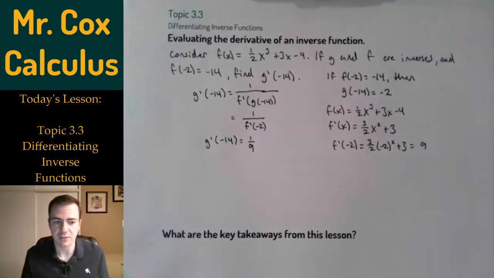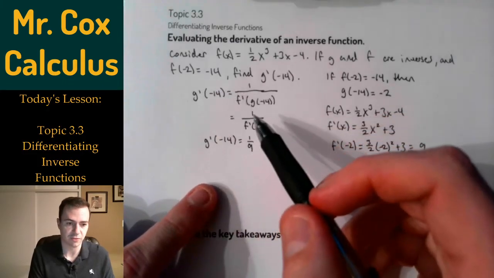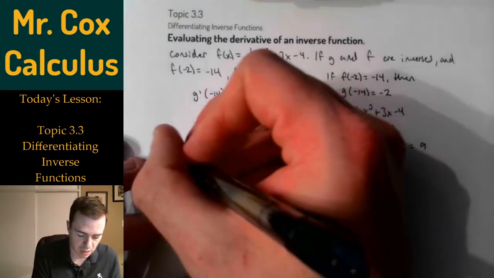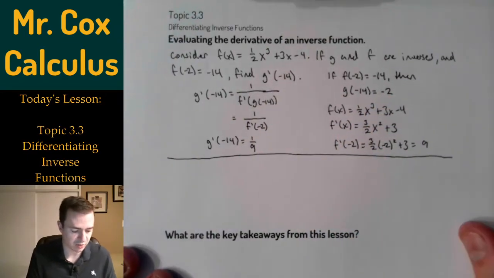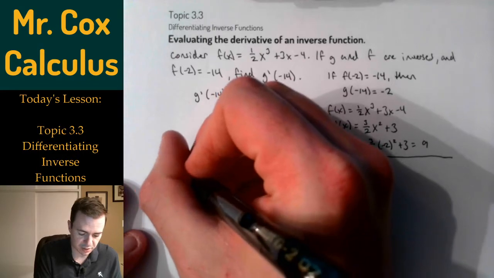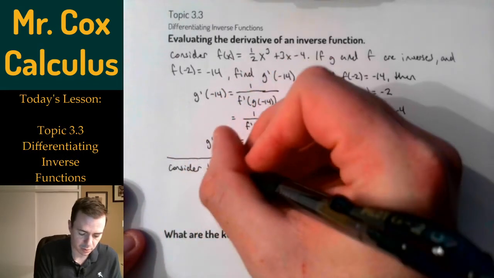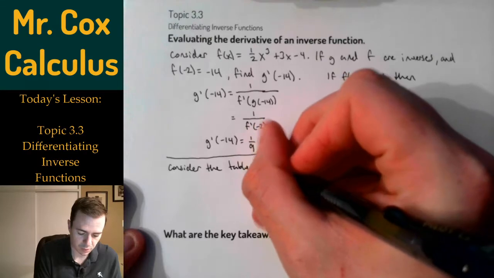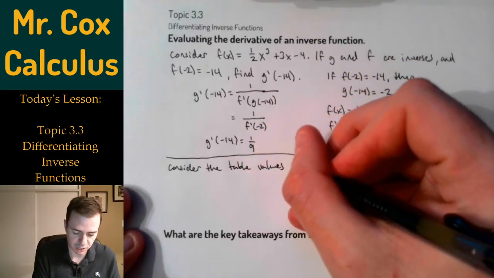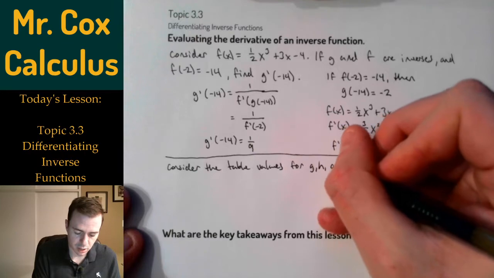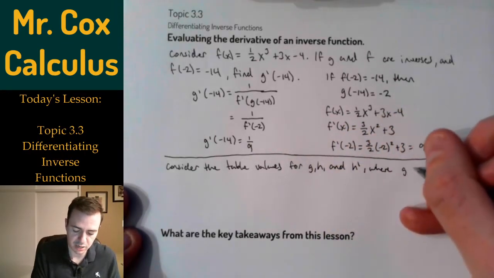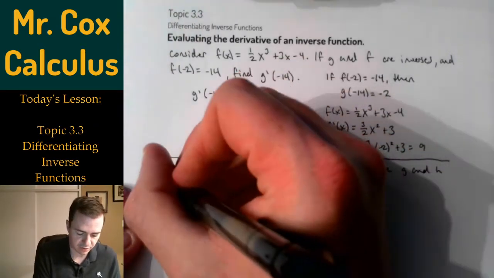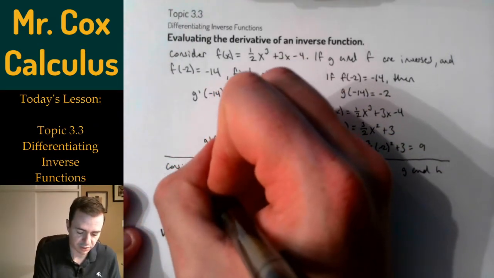And again, we didn't even have to find what g of x or g prime of x were. We were just able to use the formula that we derived in the previous video and come up with what it was equal to. All right, let's also take a look at a situation where we're given a table. So let's consider the table values for g, h, and h prime, where the functions g and h are inverse functions of each other.